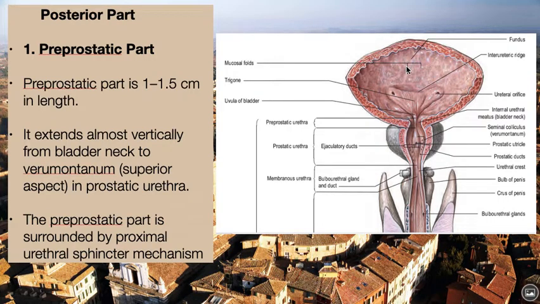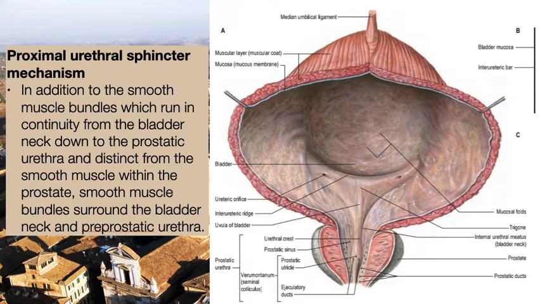Firstly, let's see the posterior part of the male urethra. The first part is the pre-prostatic part, which is about 1 to 1.5 centimeter in length, extending almost vertically from the bladder neck to the verumontanum, which is the superior aspect in the prostatic urethra. The pre-prostatic part is surrounded by the proximal urethral sphincter mechanism. Now, what is this proximal urethral sphincter mechanism?